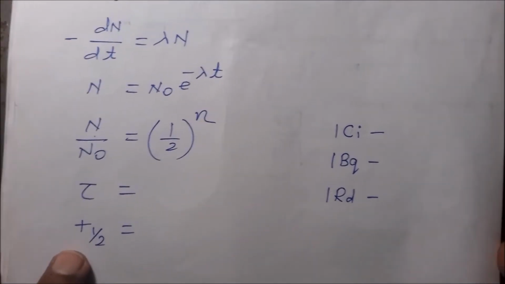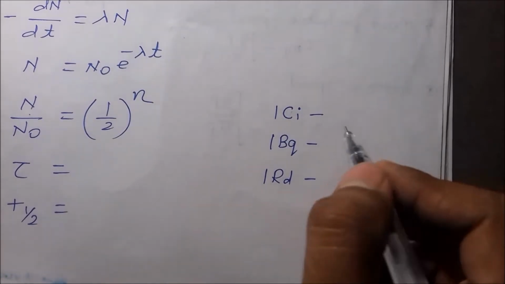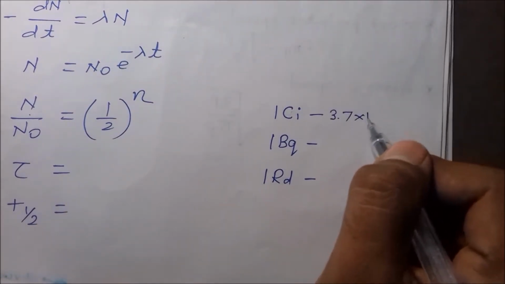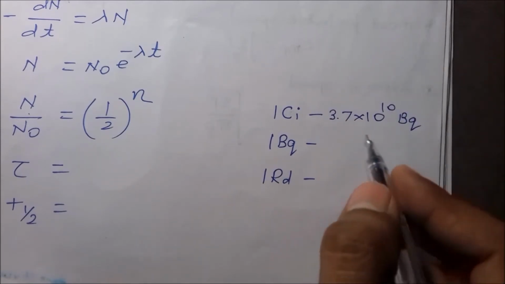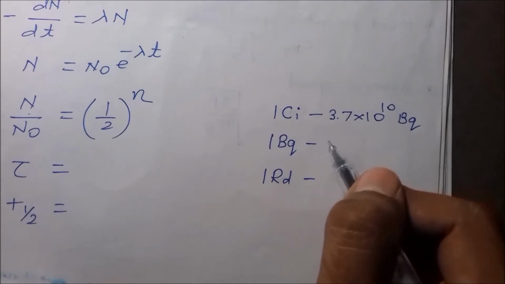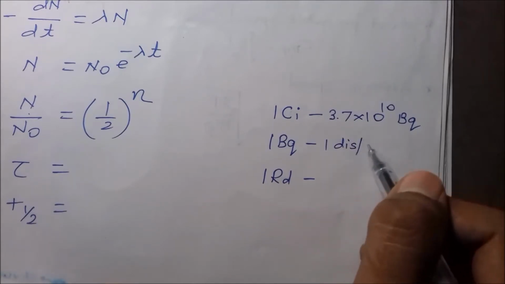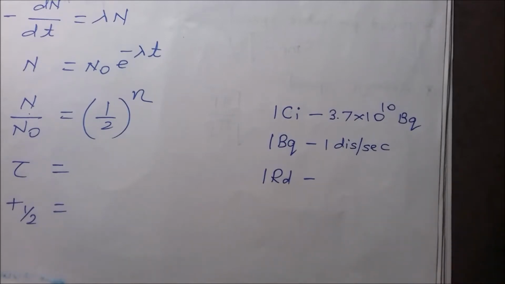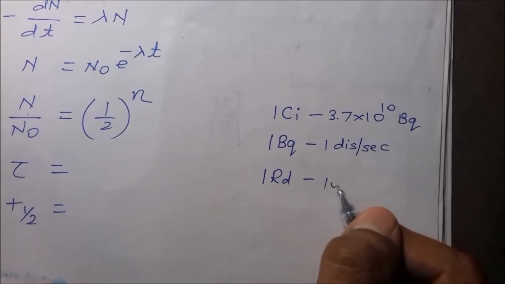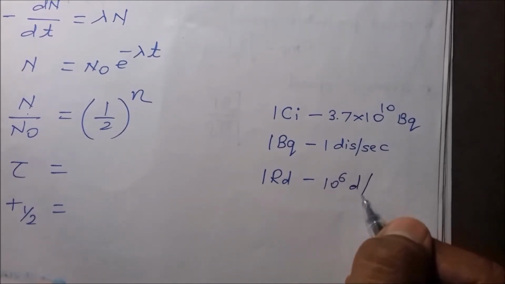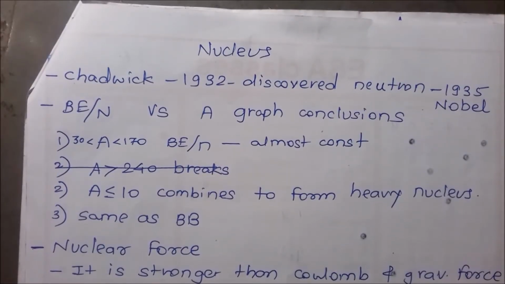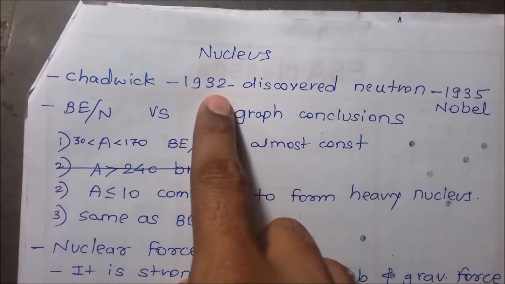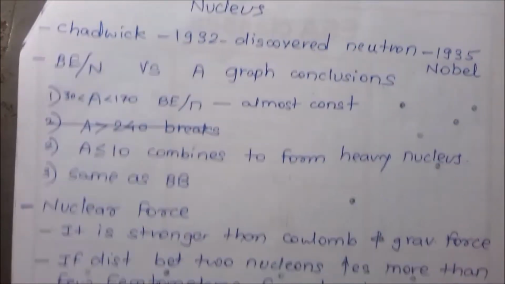Then 1 Curie is 3.7 times 10 raised to 10 disintegrations per second. 1 becquerel is the SI unit and it is 1 disintegration per second. 1 Rutherford is 10 raised to 6 disintegrations per second. Then Chadwick discovered the neutron in 1932 and he got the Nobel Prize in 1935.